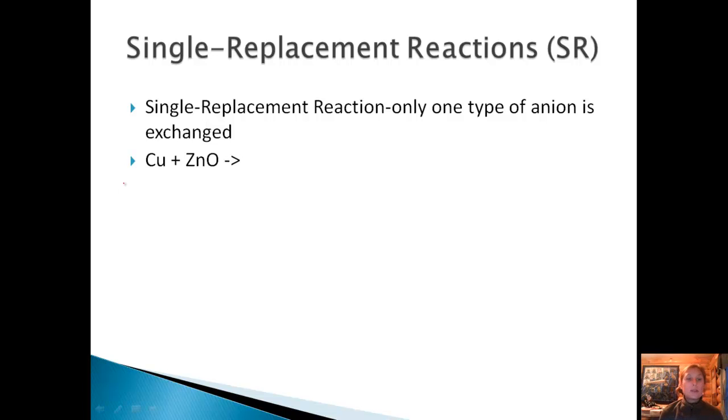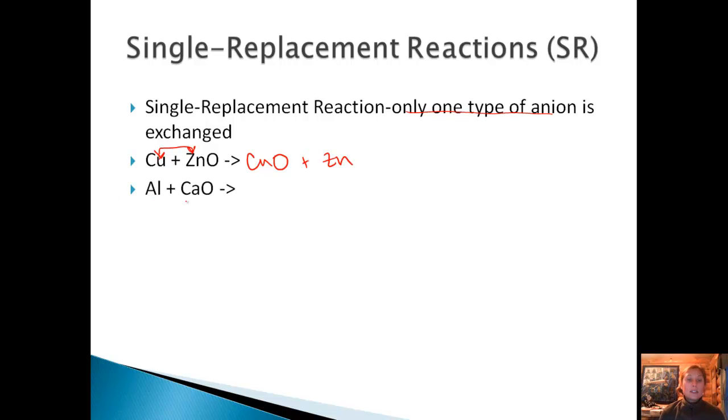So for example, if we have something like copper on its own and zinc oxide, well, the copper and the zinc are going to trade places. So it's a single replacement because there's no other anion to trade places with. Hence, only one type of anion is exchanged. And so we get the copper going with the oxygen and then zinc by itself. And so we've singly replaced the cation.